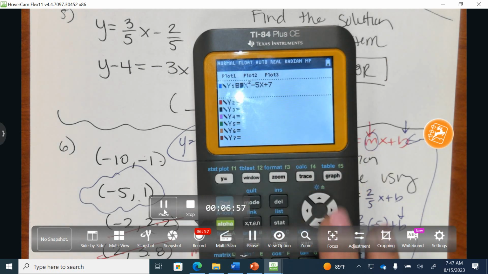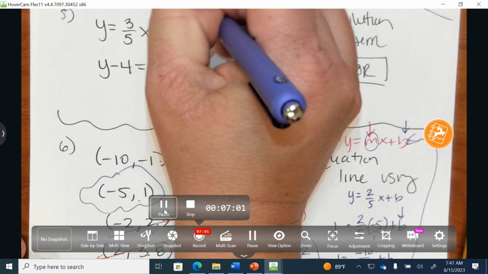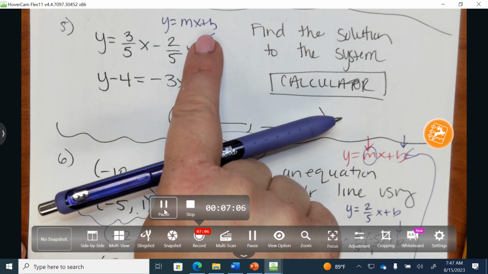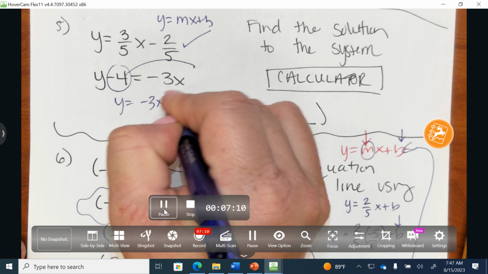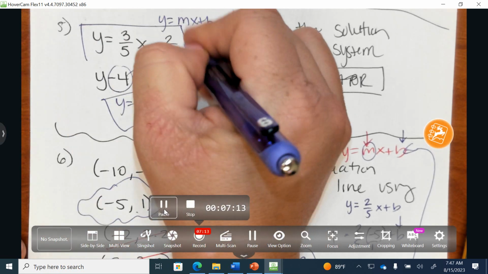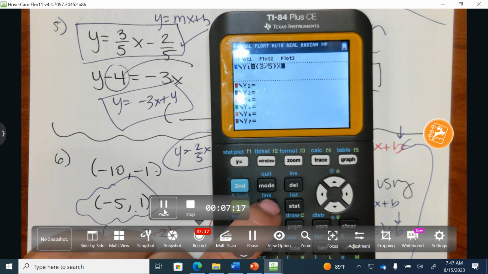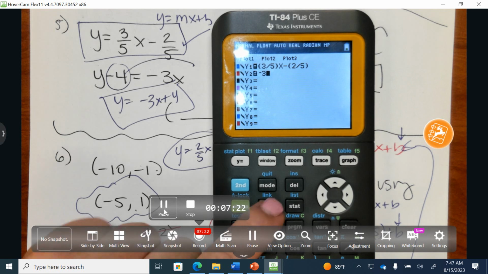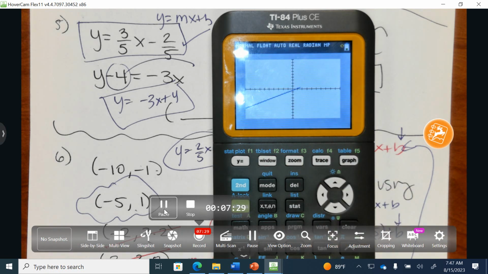So before I go ahead and plug this in and clear things, I recognize that I need to put it in the form y equals mx plus b. That's already taken care of here. But in the second equation, to put it into this form, I need to move this 4 to the opposite side. And I can do that by adding. So I'm going to plug in these two equations at this time. 3/5 x subtract 2/5 and -3x plus 4. I'm going to graph it.